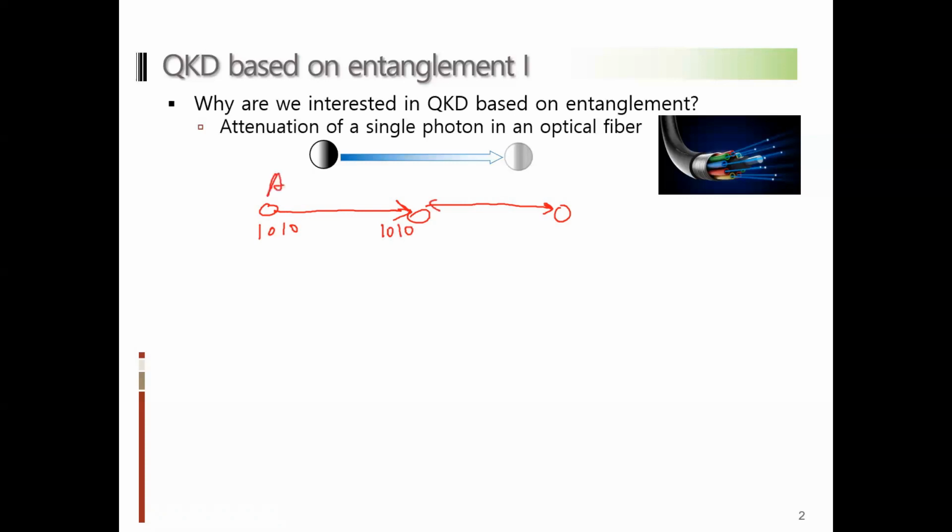So if I say nodes A, B, C, this sequence is the shared secret key between A and B. But by using an additional QKD system, you can also create another sequence, 0010, shared between the other two nodes. Then you can combine these two values together and create the overall secret key between A and C.